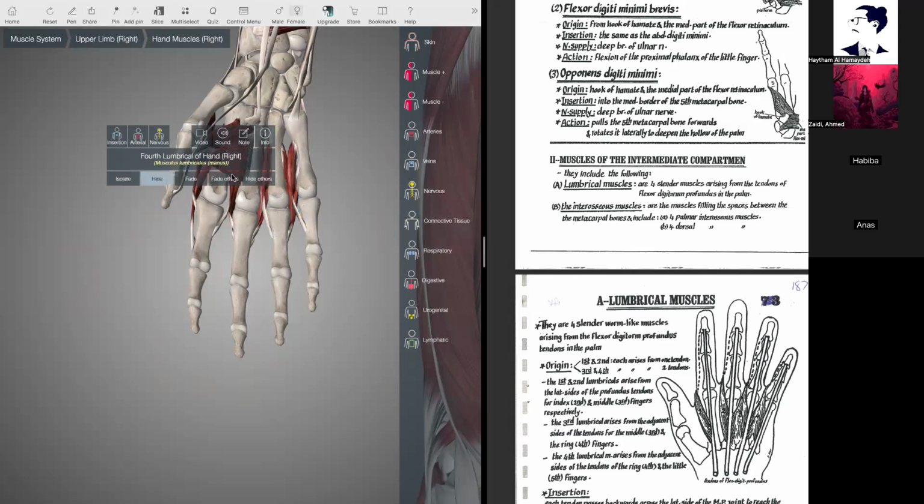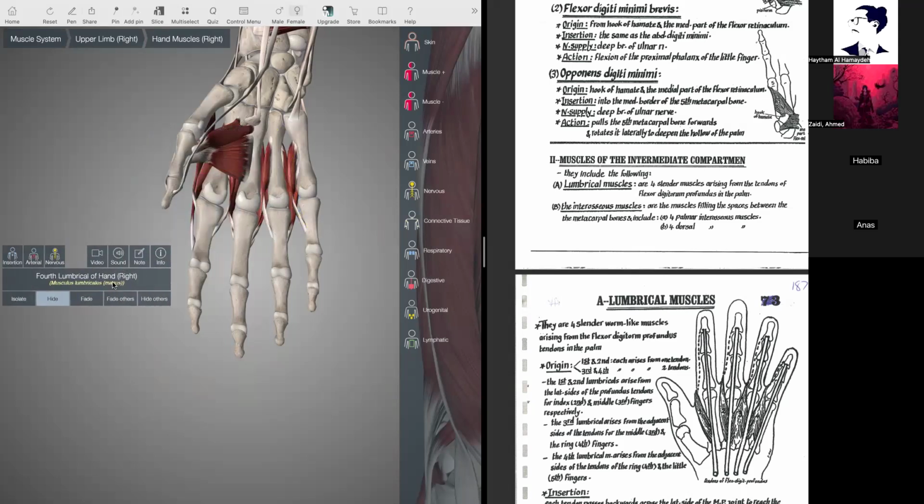Okay, so if I hide, should we write lumbrical 1, 2, 3, 4, or just yes, write that there are 4? Lumbrical 1, lumbrical 2, lumbrical 3, lumbrical 4.